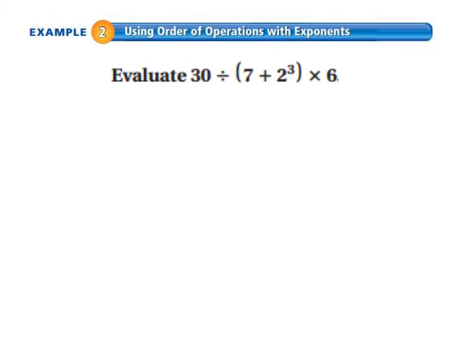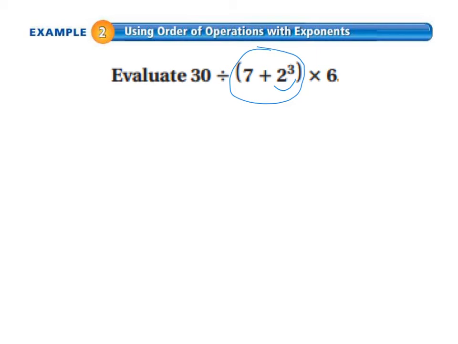Example 2, using order of operations with exponents. Evaluate 30 divided by the quantity 7 plus 2 cubed times 6. Thinking back to the mnemonic device again, please excuse my dear Aunt Sally, I look for parentheses first, and I see them right here. Within those parentheses, I see a power, a base and an exponent, 2 cubed. That is what I will perform first within those parentheses, the exponent.